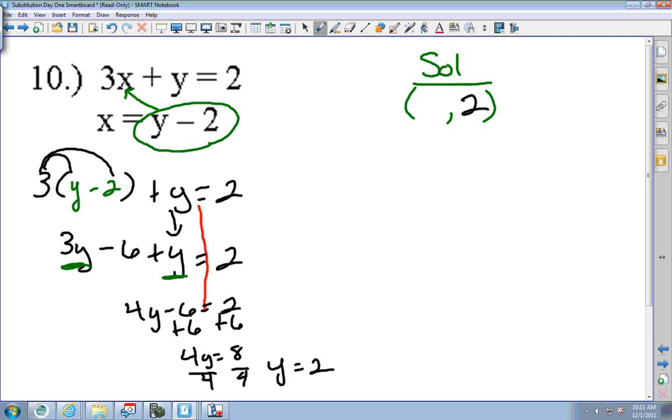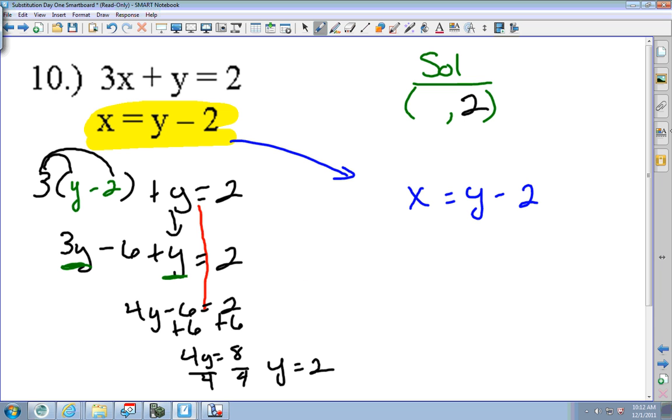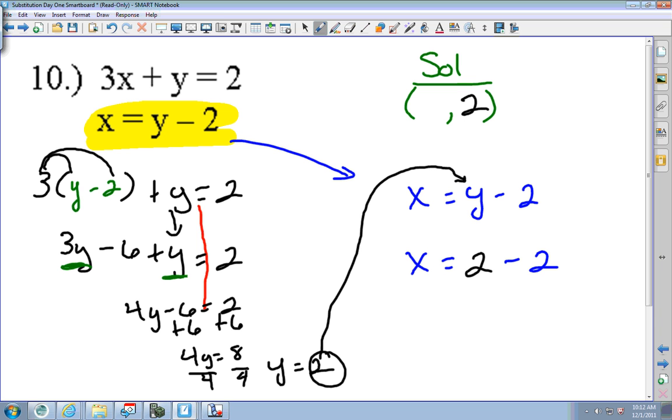But I need to find the x. Take this equation here that already says x equals. Let's see, I'll use blue. Bring that over here. X equals y minus 2. Y is 2, so I'm going to put it in here for y. X equals 2 minus 2. What is 2 minus 2? It is 0. Your solution is 0, 2.